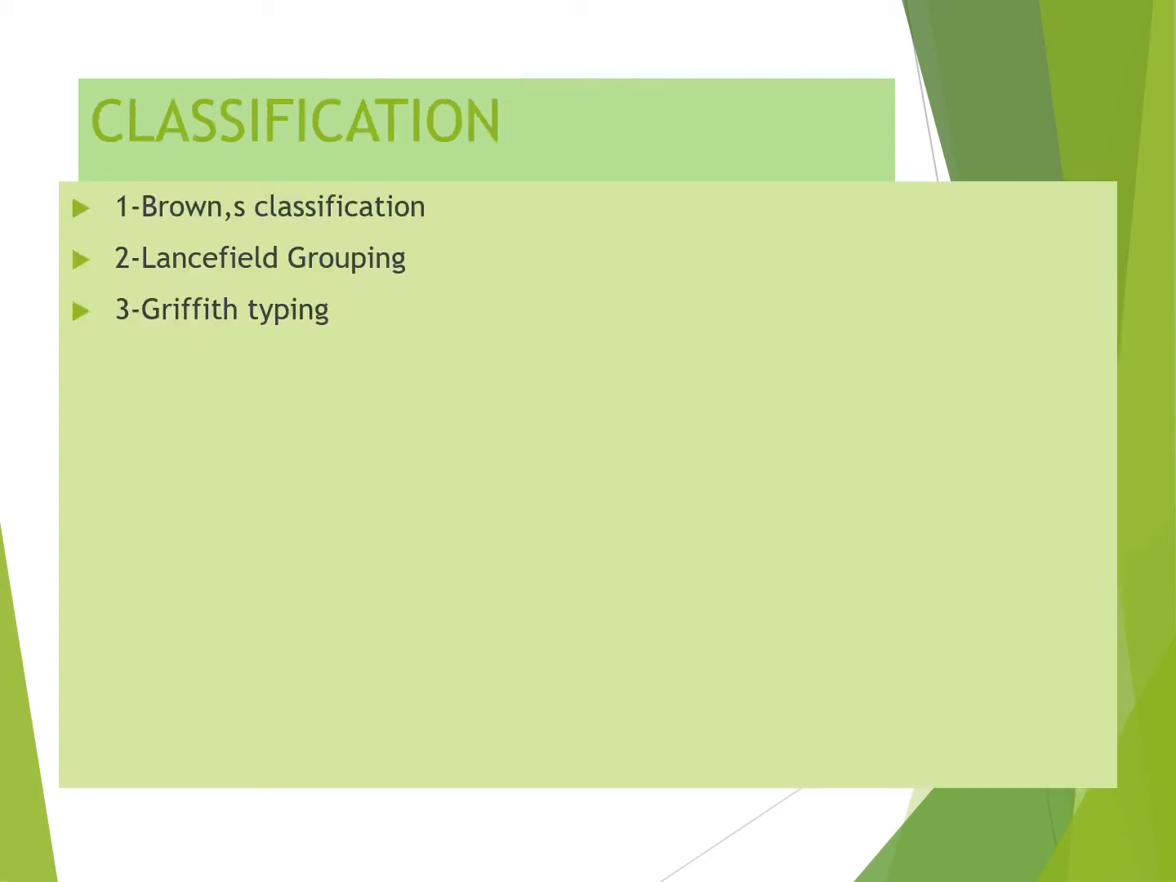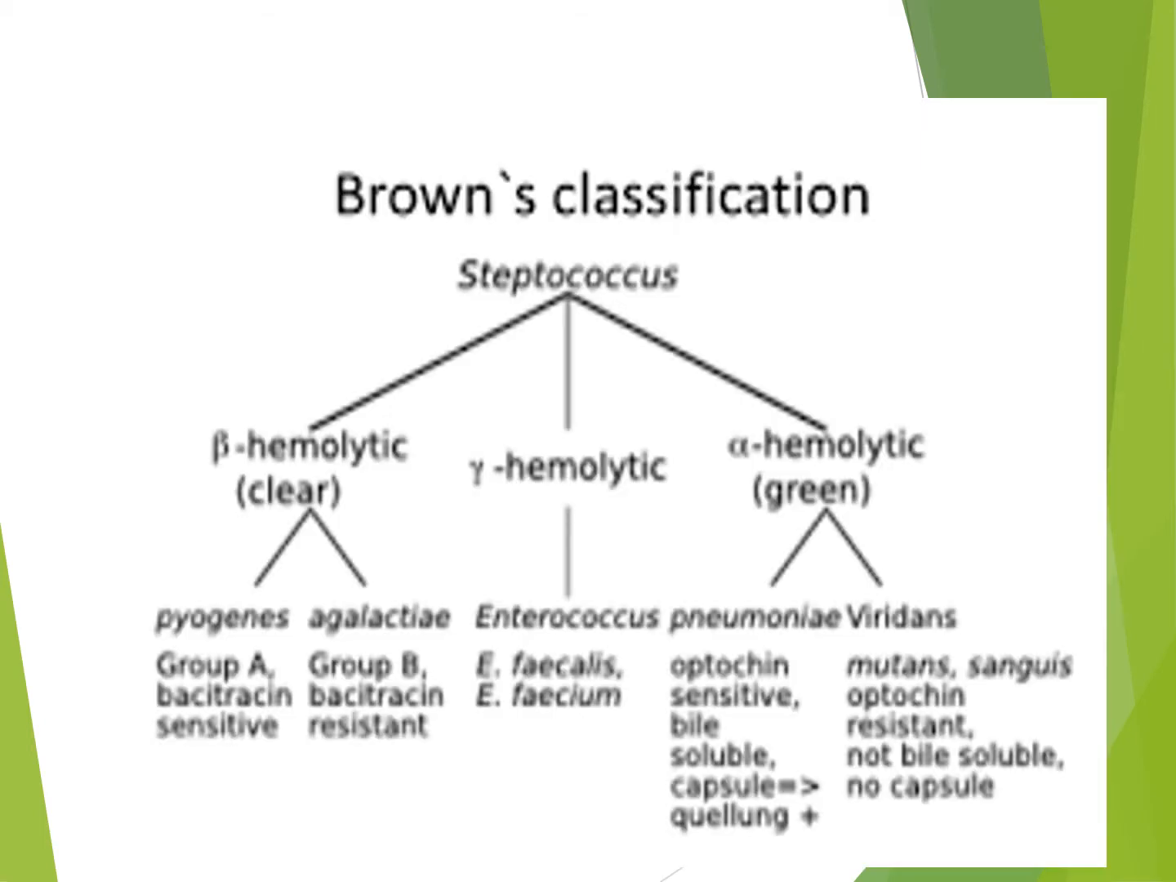Classification. Several types of classification have been employed, but in medical bacteriology, the following methods are useful: Brown classification, Lancefield grouping, and Griffith typing. Brown classification classifies the Streptococcus into three types: alpha hemolytic, beta hemolytic, gamma hemolytic.